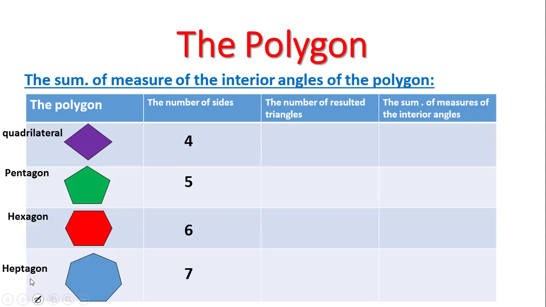We can divide them into triangles from only one vertex, and then we will multiply by 180. For example, in the quadrilateral, I can draw this line. So we divide this quadrilateral into 2 triangles.